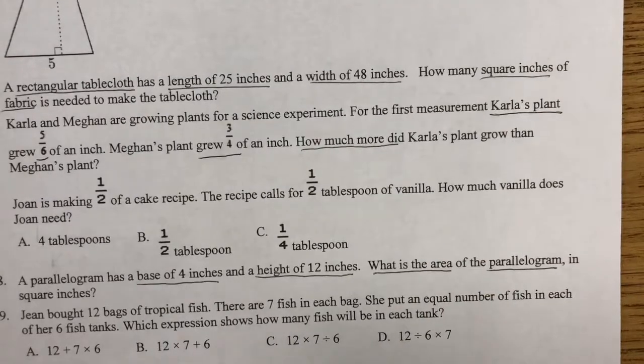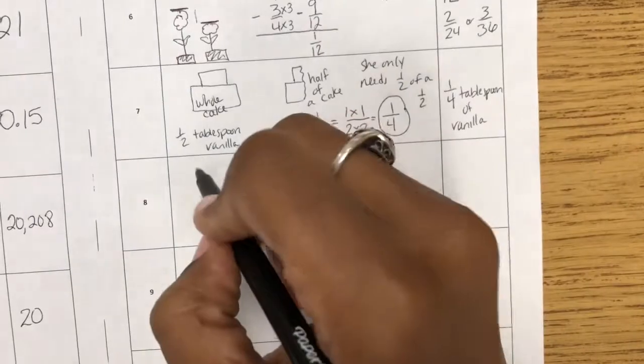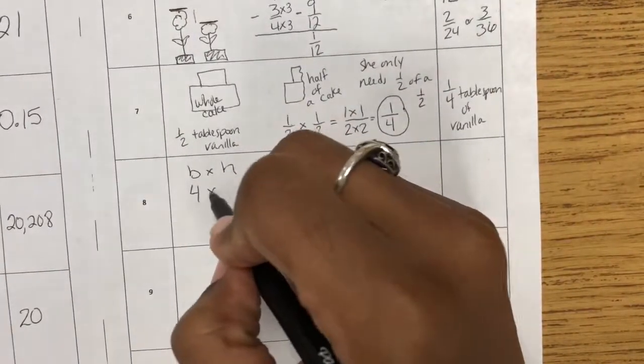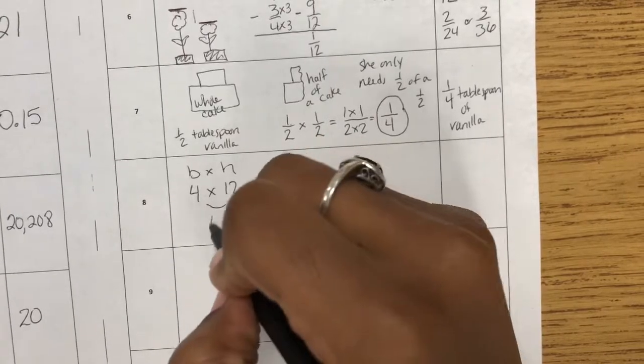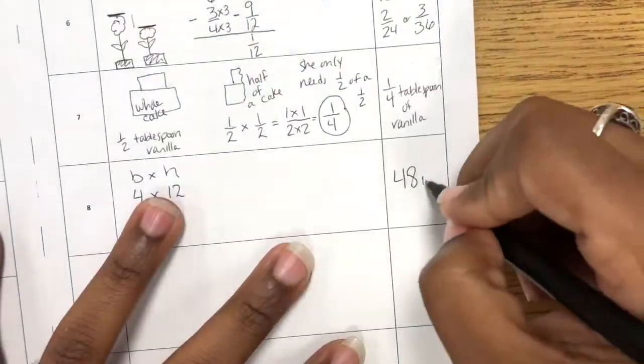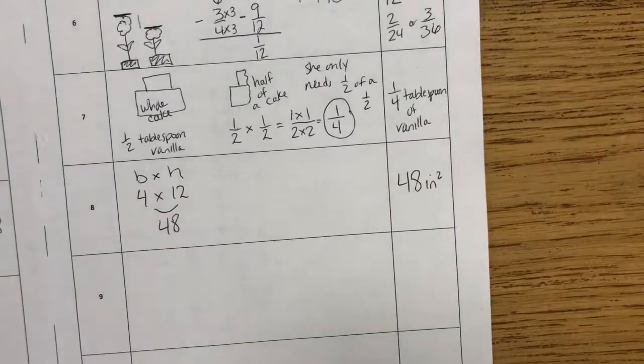We've learned in class that to find the area of a parallelogram, you're simply going to use the formula base times height. Well, they've told me that the base is 4 and the height is 12. Which means that the area would have to be 48. So my area is 48, and the unit was inches, so it'll be 48 square inches.